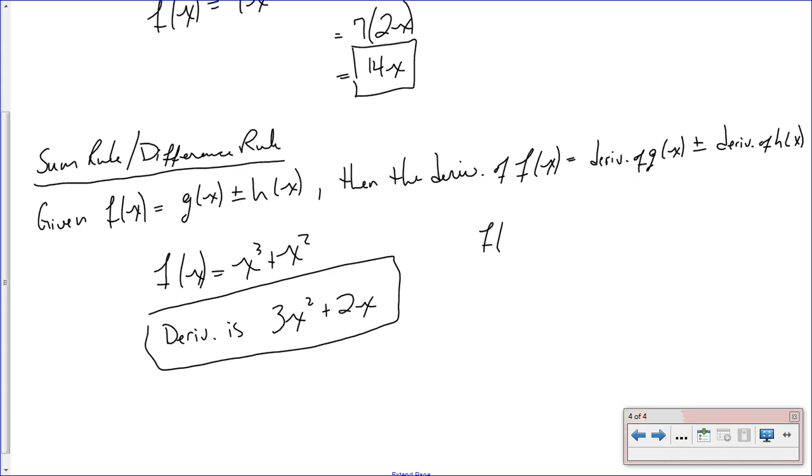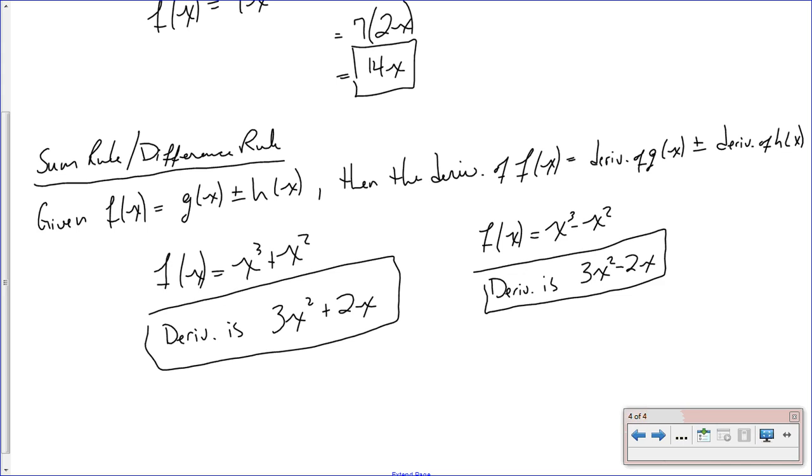Now, say those were subtracted from each other. X cubed minus x squared. Then the derivative is 3x squared minus 2x. So really the only difference in the two is the plus here and the minus here.